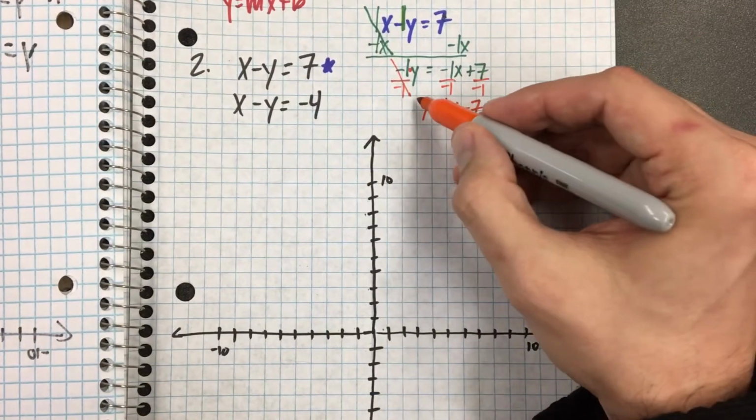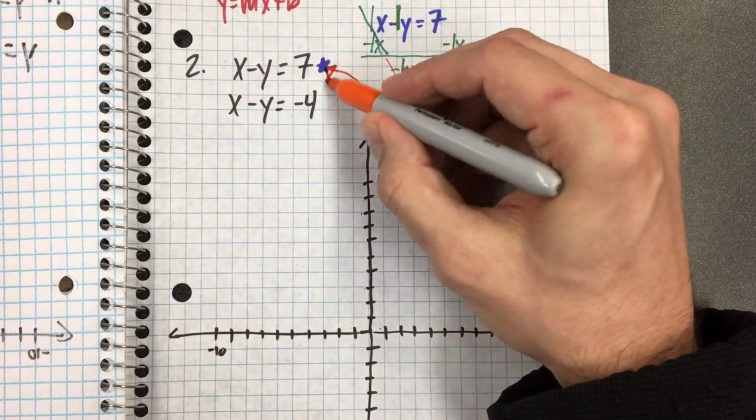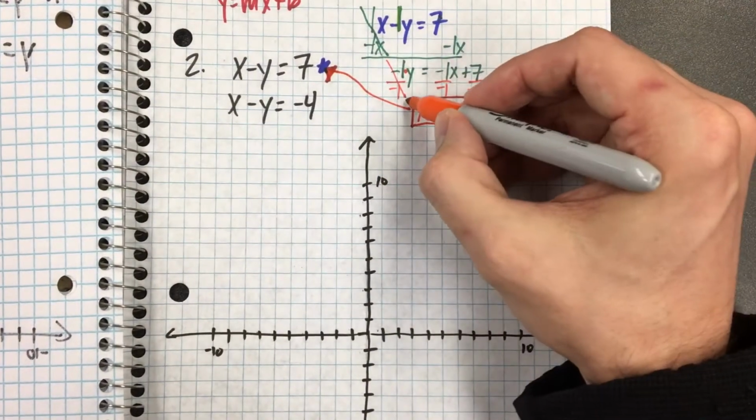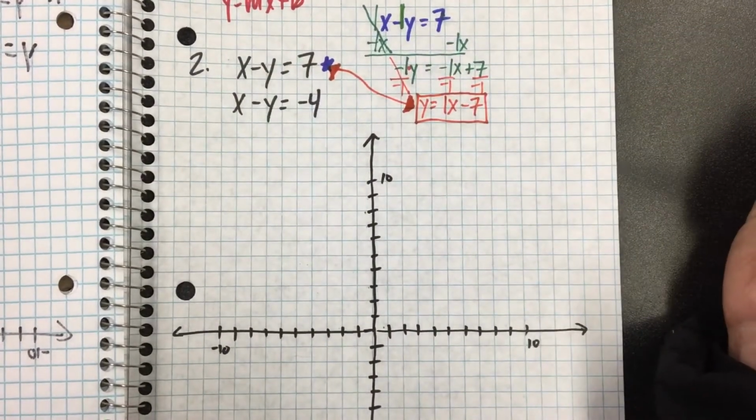And so look at that. That's a lot of work just to write this equation in a different format. These are the same thing, right? This and this are the same thing. It's just a different way of writing it.